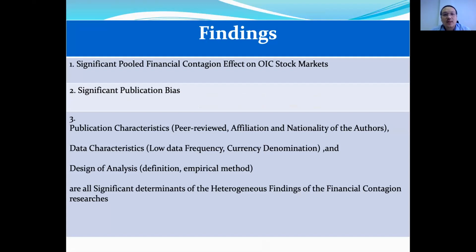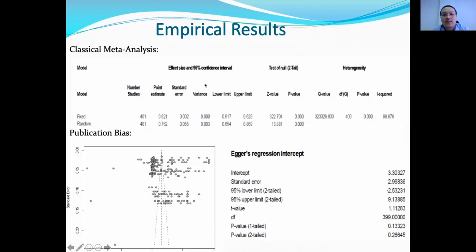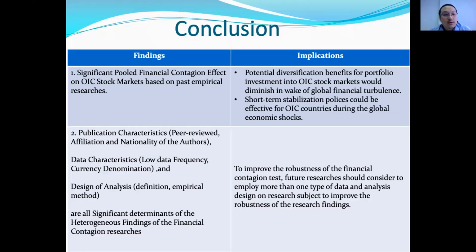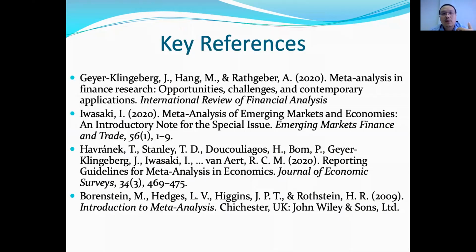Then this is the conclusion of the research, that we found significant pooled financial contagion. How? By seeing here, the random effect size. We see that the p-value is zero, and the z statistic is 13.81. So the null hypothesis is rejected. So it is significant. Then the findings of the research you can read from this conclusion.